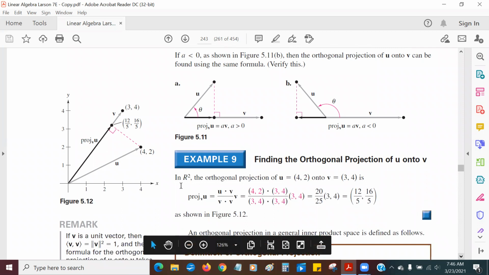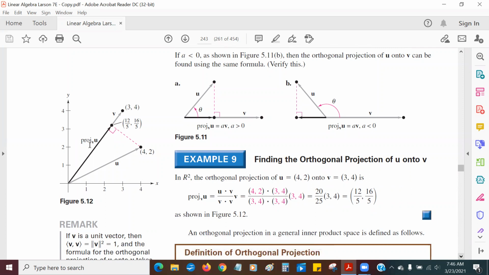So in R2, your orthogonal projection of (4,2) onto (3,4), which is what this diagram over here, 5.12, is, is U dot V over V dot V times the vector V. But U dot V is (4,2) dot (3,4), and V dot V is (3,4) dot (3,4), and then times the vector (3,4).